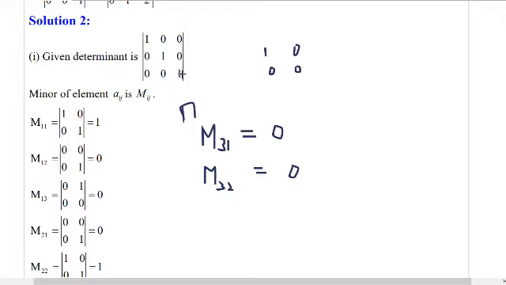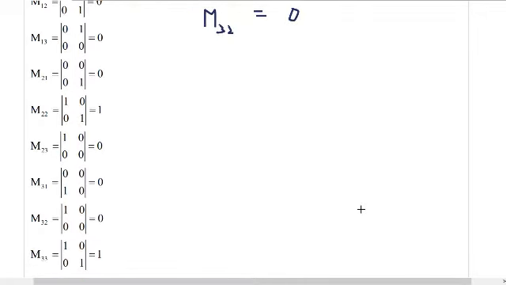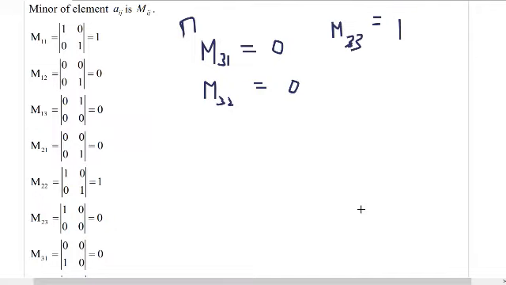And now I'll just solve this one. A33, if I hide A33, I'll get M33. On hiding it by row and column, I'll get 1001, which is 1 minus 0 equal to 1. So this is how we can get our minors, right? All the minors are correct. And now we are going to find cofactors.